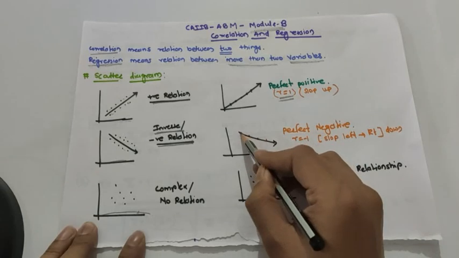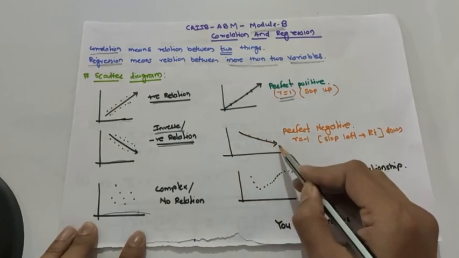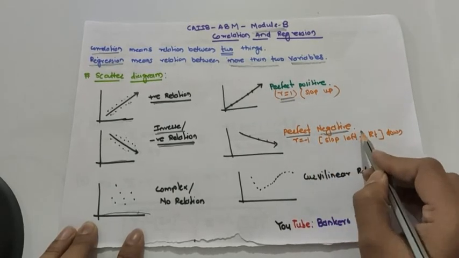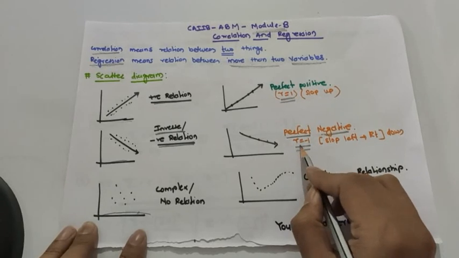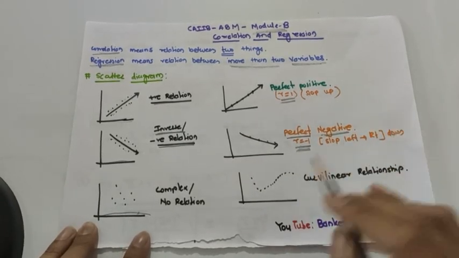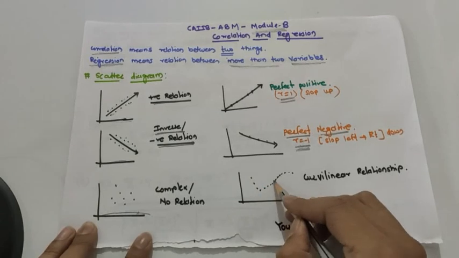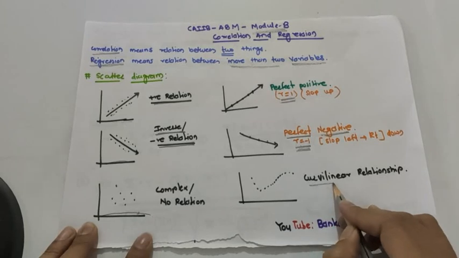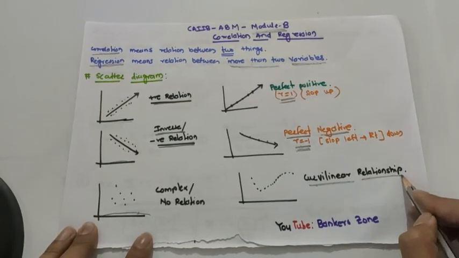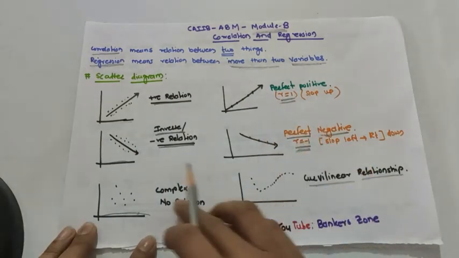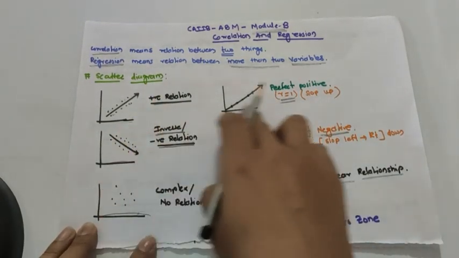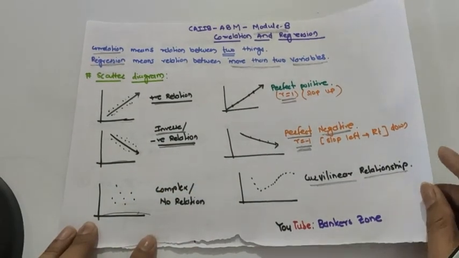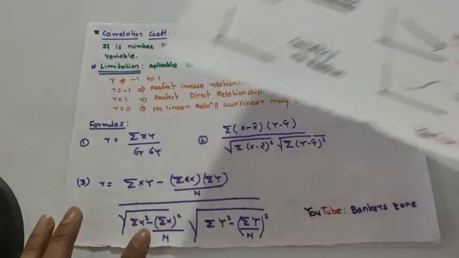Now see here, the points are on a perfect line sloping downward. At that time you can say it is a perfect negative relation. At that time r is minus 1. Next, if points are scattered in the form of a curve, you can say it is a curvilinear relationship. If IIBF wants to ask a question on the scatter diagram, they will ask only about this. They will give a graph and you have to find the relation. Apart from that, there will be no chance of forming a question.